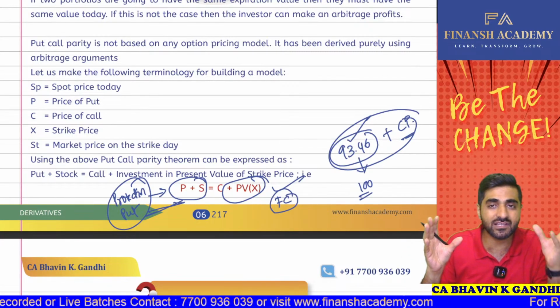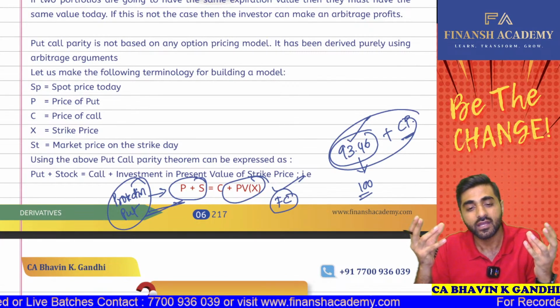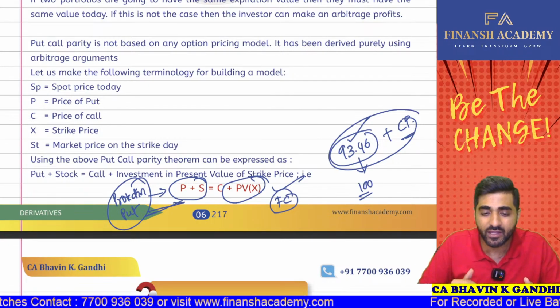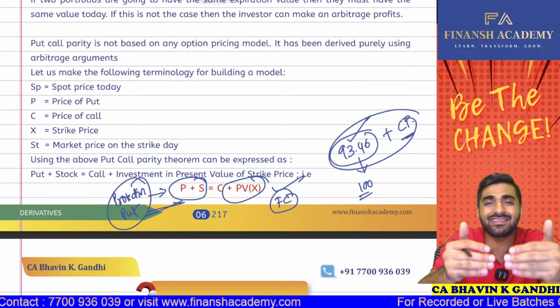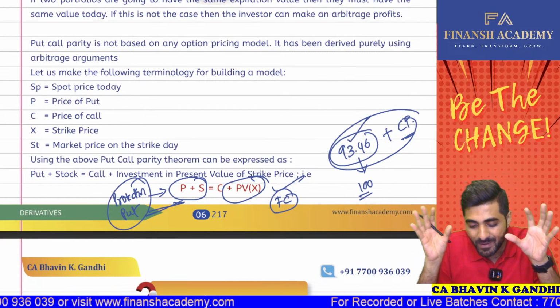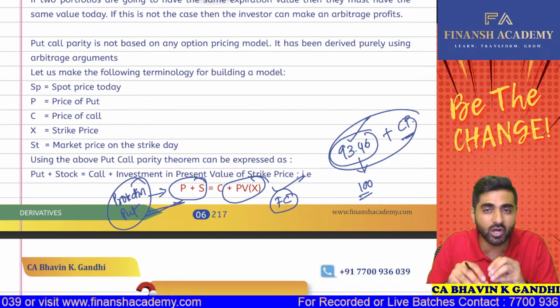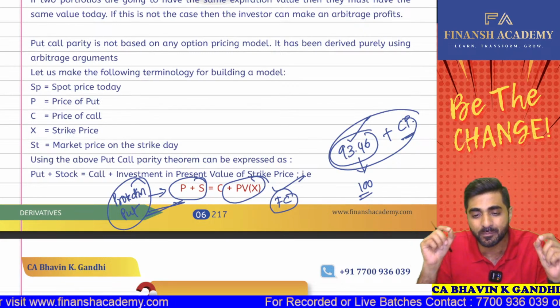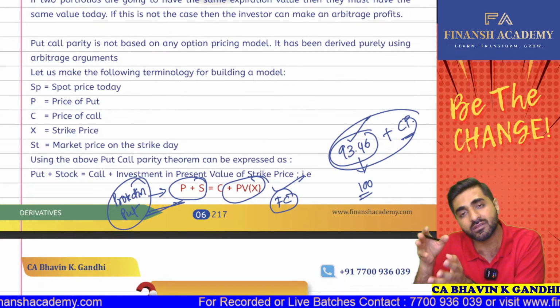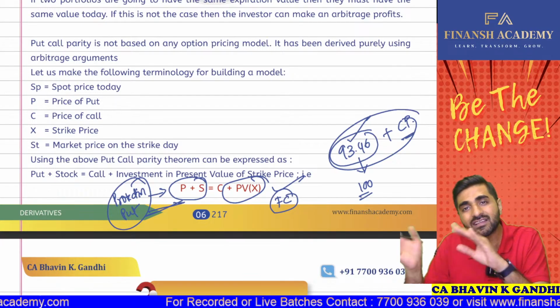So together, my dear students, there's the protective put and the fiduciary call. If the value of the portfolio is the same today, the value of the portfolio has to be the same at the end of year one. This is the logic of the put call parity theorem. So based on this, now let us calculate what should be the call and put option prices. If I know the value of the call option, I can definitely discover what can be the value of the put option, or vice versa.